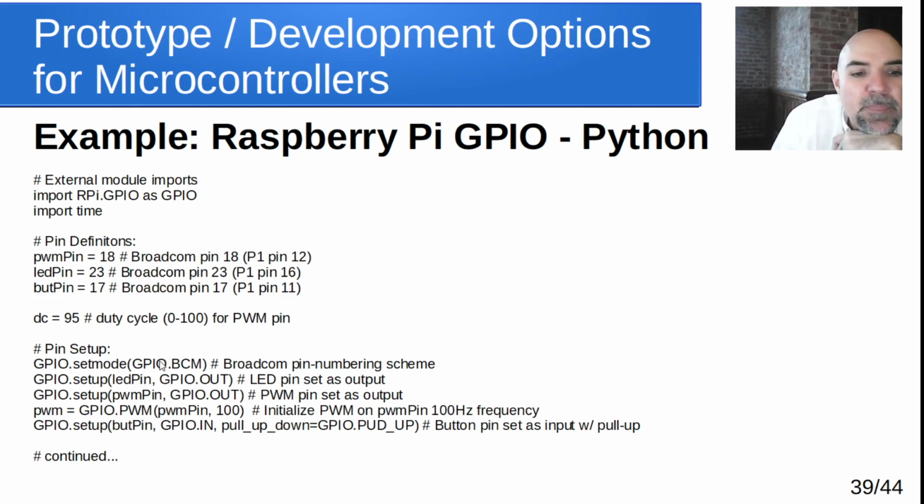But then after that, we just say, hey, set up the LED pin as an output, set up the pulse width modulation pin as an output, set the pulse width modulation to have a frequency of 100 Hertz, and use that pin number, which is 18 that we set up there. Set up the general purpose I/O button pin to be an input, and have an internal pull-up resistor on that. And then that's continued on the next page.